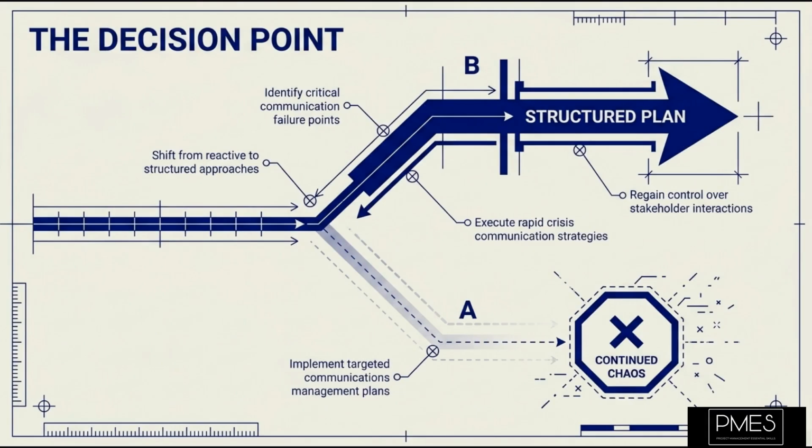What should Sarah do now to get communication under control and prevent further chaos? This is a critical decision point that many project managers face. The best approach is to quickly implement a structured communications management plan, even if reacting to a crisis.